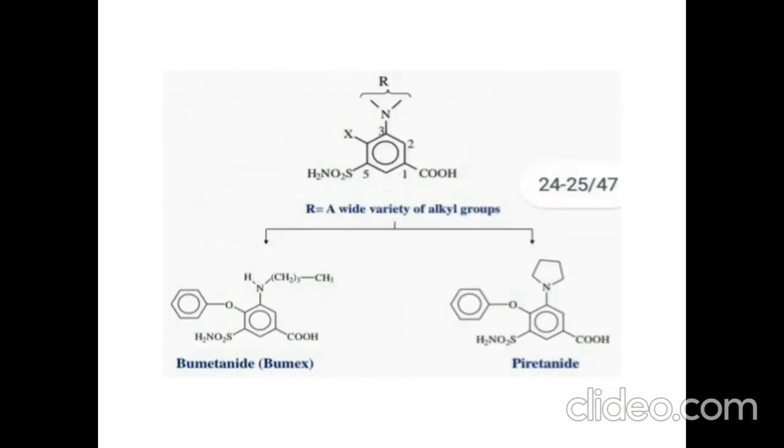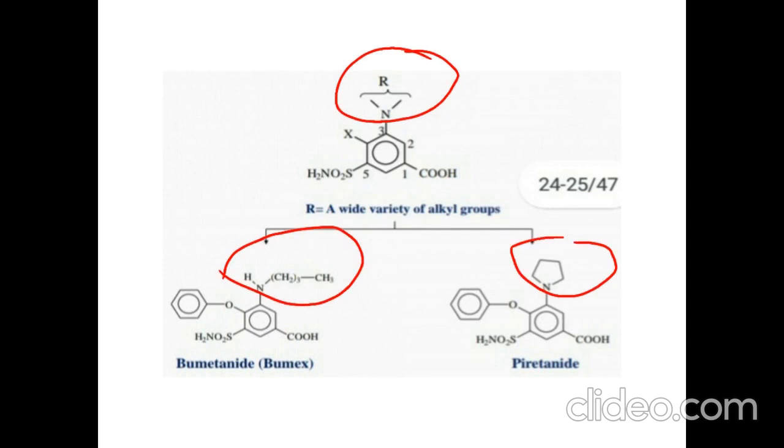Another example, based on 3-amino benzoic acid, is the substitution present at the third position. So this is one of the substitutions. Alkyl substitutions are present here. The nitrogen is present in the form of a cyclic structure. So it is bumetanide. This is one of the examples. This is piretanide. It is not for our syllabus, but this structure is there for you.